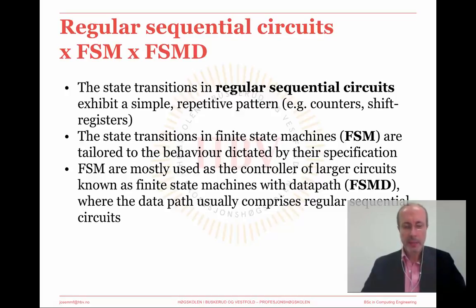And finally, a finite state machine with data path corresponds to a more complex type of circuits that we will look into later in this course. In such cases, we find a combination of regular sequential circuits and also finite state machines, and also a combination of structures and routing networks.